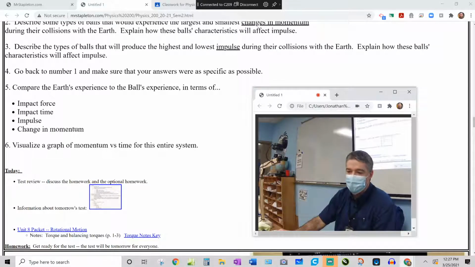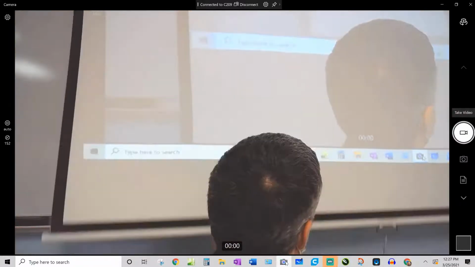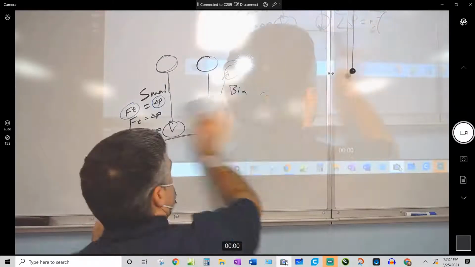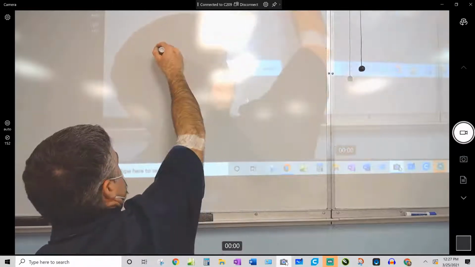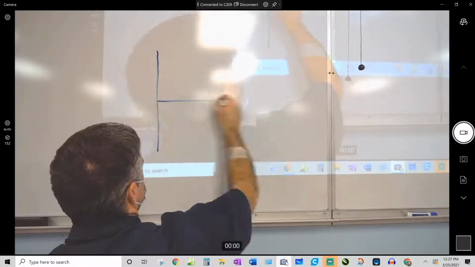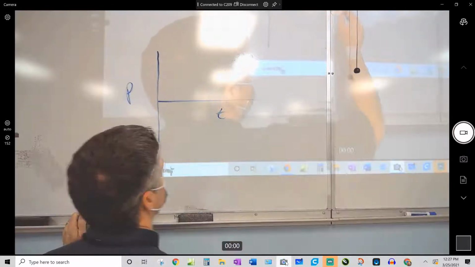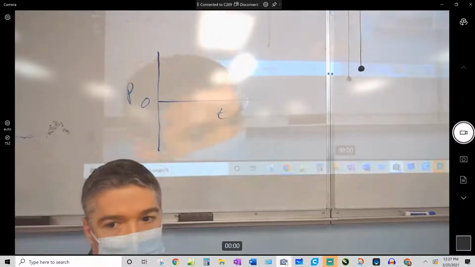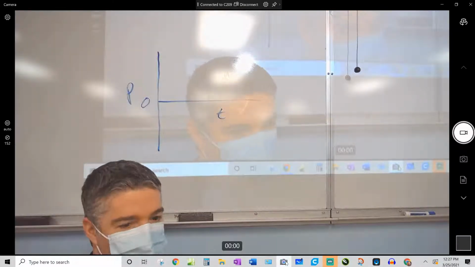Visualize a graph of momentum versus time for the entire system. So I'm going to set up a graph, and visualize what it would look like if I filled it in. So this is the entire system of the Earth plus the ball. This is momentum. This is time. This is 0. Anybody have an answer? How would I draw this?